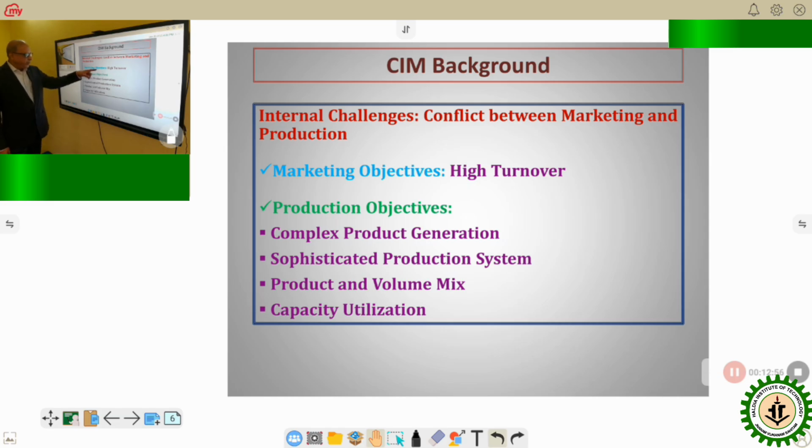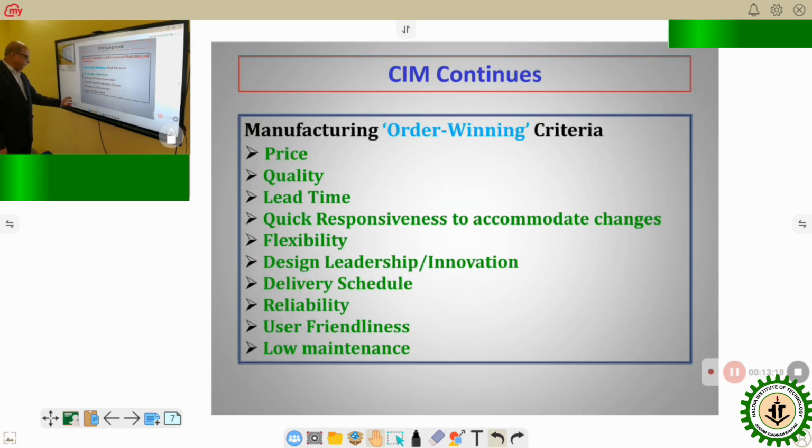So marketing people hardly bother about the intricacies or the details. They are only interested in the high turnover. So there is a conflicting attitude within the organization, within their own departments. One is marketing and the other is production. So some challenges are from the external, some from the internal.